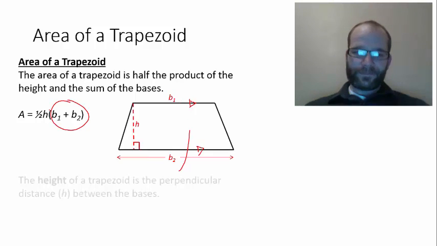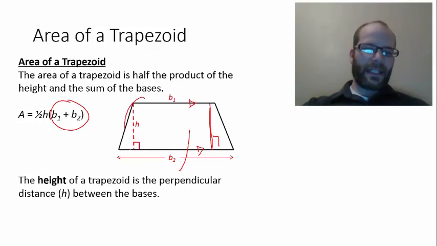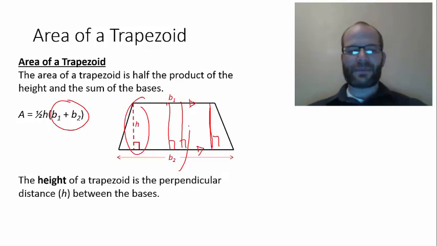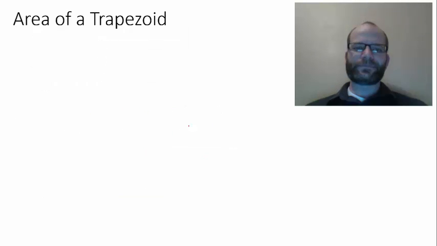The height is the perpendicular distance between the bases. I've indicated it here, but it could be anywhere along here as long as we're talking about the perpendicular distance between those bases. Let's take a look at how we derive that formula.